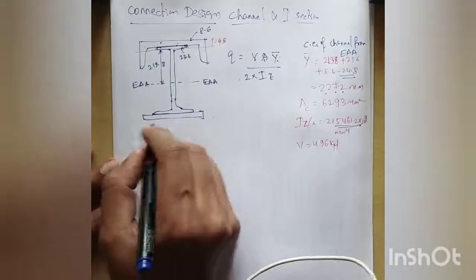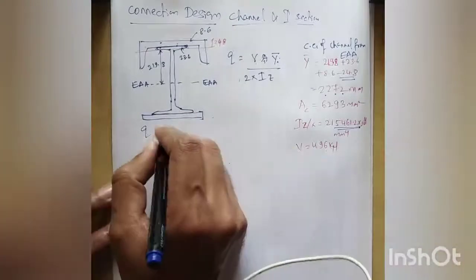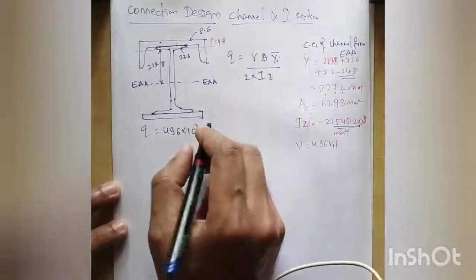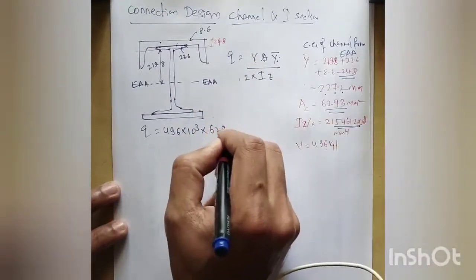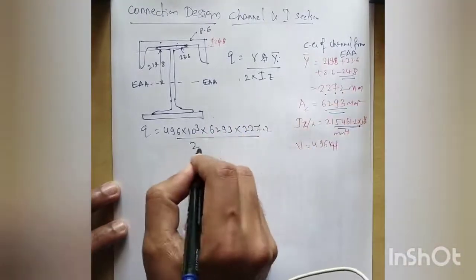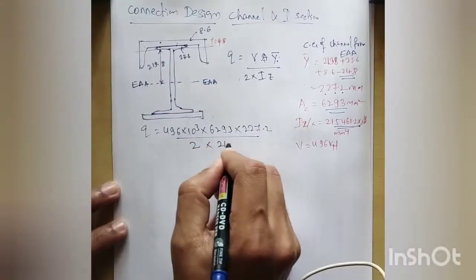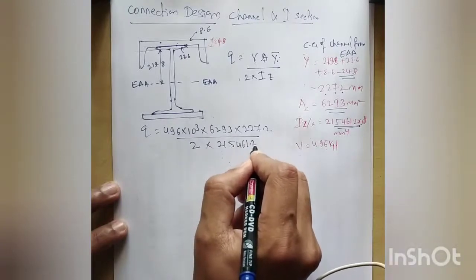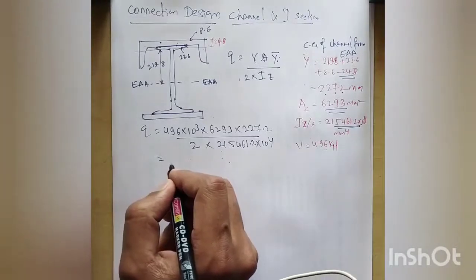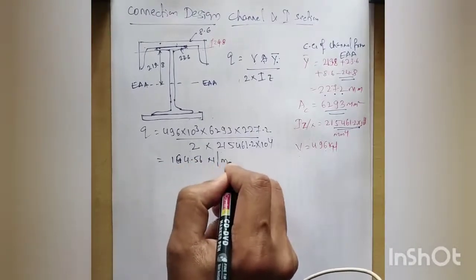Now substituting all the values. So Q is equal to V, the shear force, which is 496 into 10 to the power 3, converted to Newton, into area of channel, which is 6293, into y bar, which is 227.2, whole divided by 2 because welding is provided on either side, divided by IZ, which is 215,461.2 into 10 to the power 4, which you will get as 164.56 Newton per millimeter length.